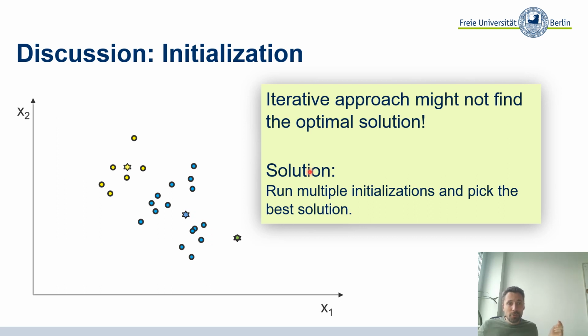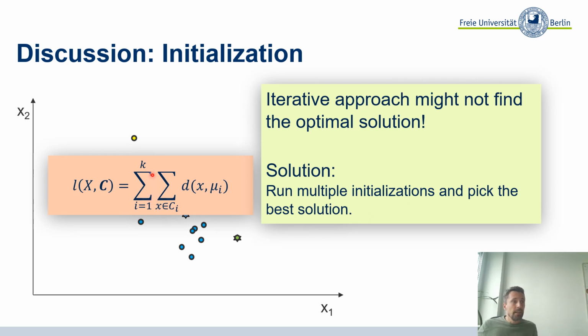So what can you do about it? Well, you just run multiple initializations and save them, and then compare them and take the best solution. And what is the best solution? Like I said earlier, we look for the global optimum, so that the distances within the cluster of all points to the cluster centers, summed up over all clusters, is minimal.